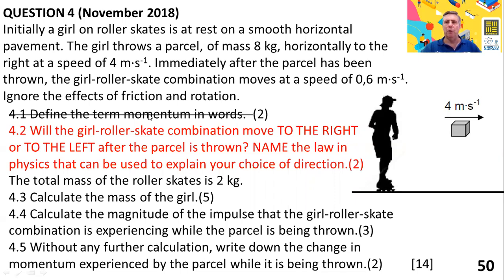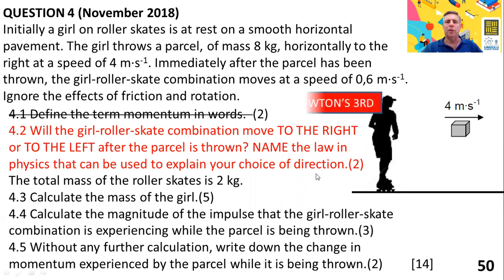I'm going to leave 4.1, which is a recall question. You can learn those yourself. 4.2, let's start with a simple 2-mark question. Will the girl roller skate combination move to the right or to the left after the parcel is thrown? Name the law in physics that can be used to explain your choice of direction.